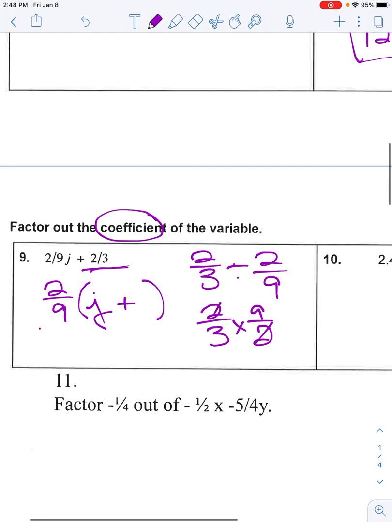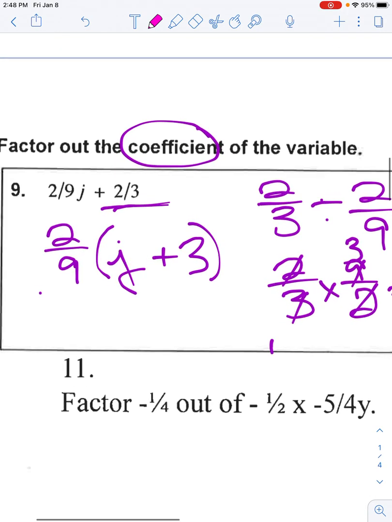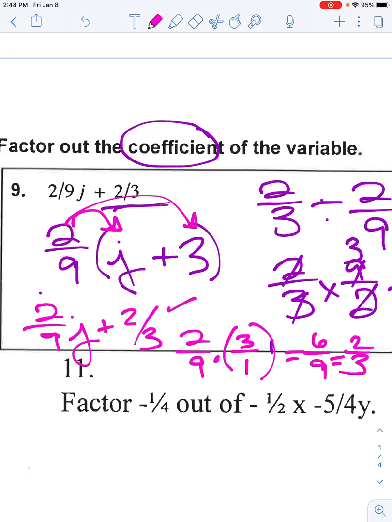We do not divide fractions. We keep it, switch it, flip it. Those cancel. Those we can simplify to get 3/1 or just 3. Okay, remember the day of the test, make sure it makes sense. 2/9 times j we know is 2/9 j. Make sure 2/9 times 3 gives us the correct answer back up top. 6/9, which simplifies to 2/3.